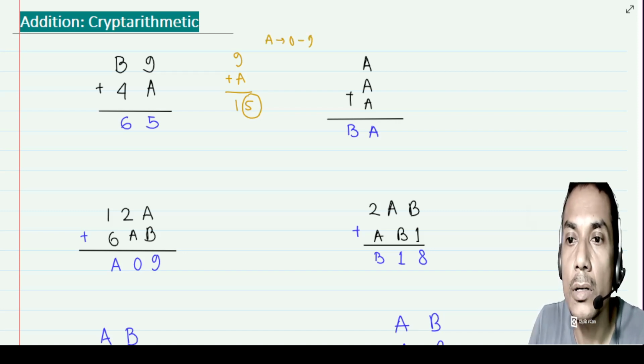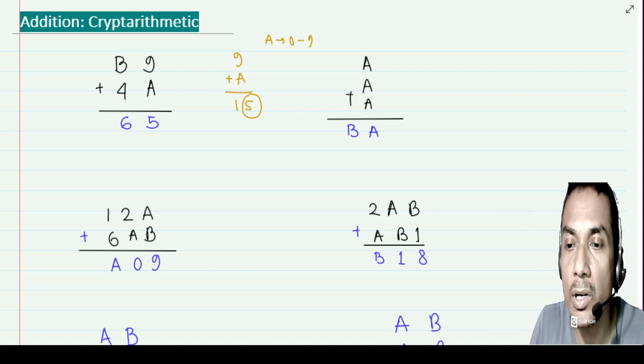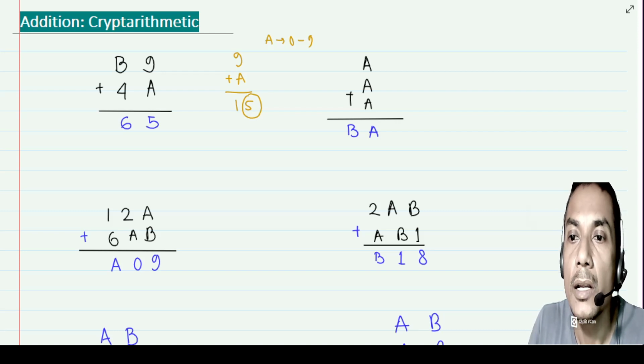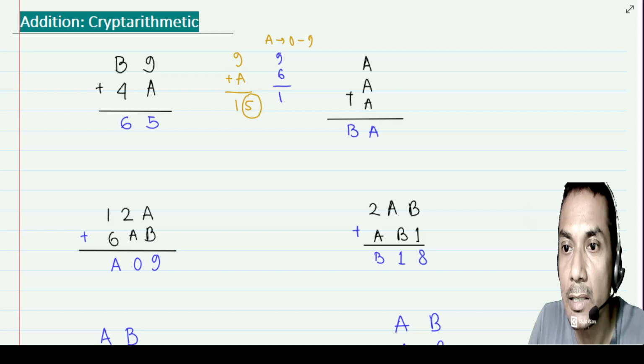Now think, you have to take this kind of decision very quickly. If we put A as 0, then what will happen? It will be 9, but it does not match, because there is a 5 only. If I consider A equal to 1, then also we never get the 5. Only if I consider 6, replace A with 6, then what value do we get? 9 plus 6 is equal to 15.